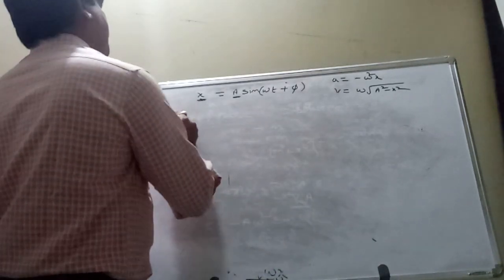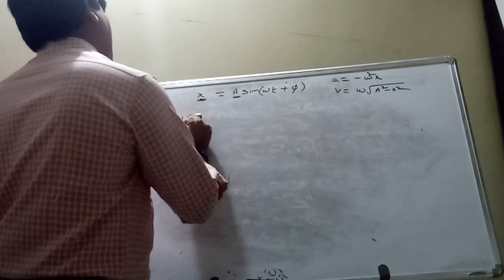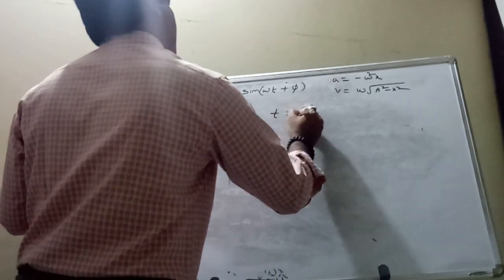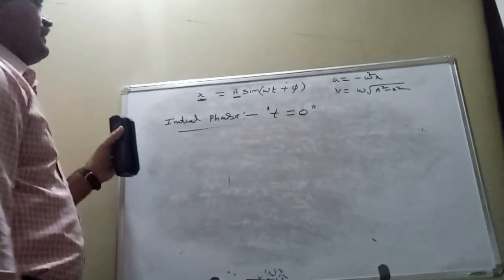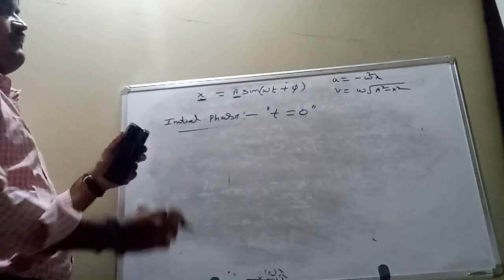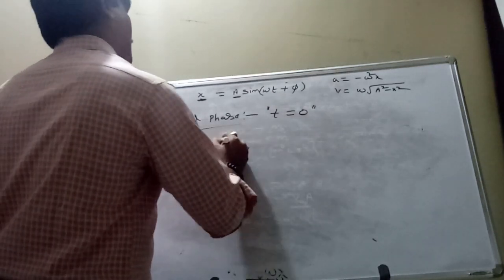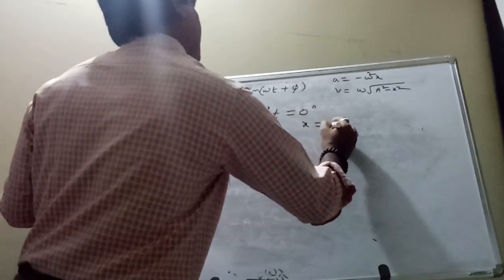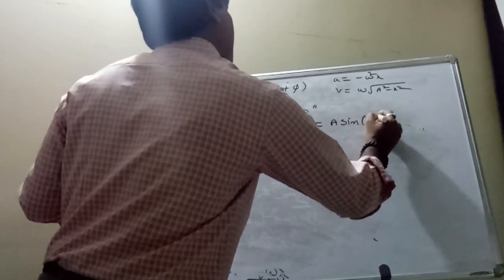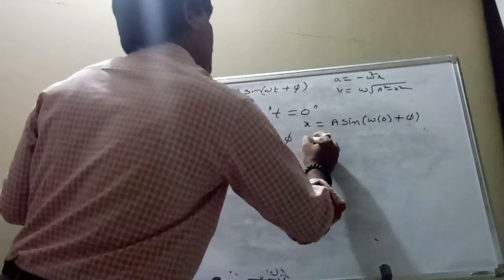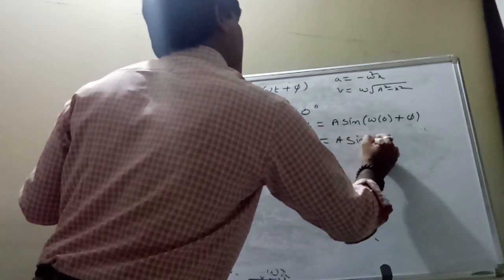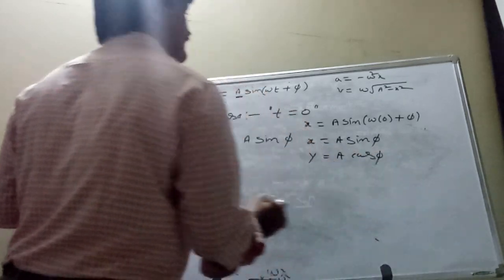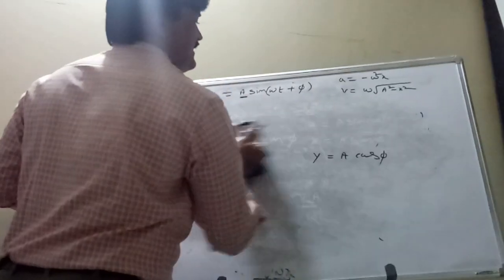Initial phase: t is equal to 0. The position of the mean point, the wave at a mean point. Initial phase, t is equal to 0: x is equal to a sin phi. So x is equal to a sin(omega into 0 plus phi), that is x is equal to a sin phi. And y is equal to a cos phi. That is the initial phase.